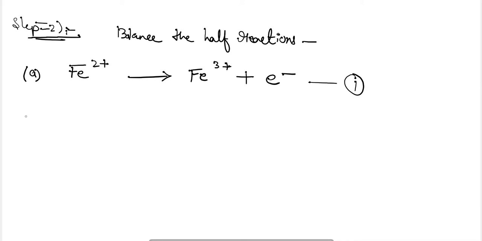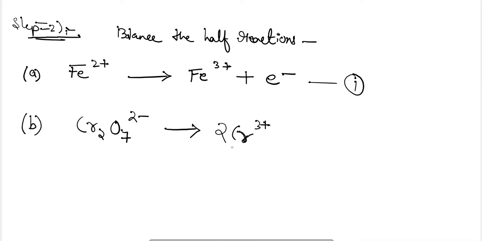Now after that, we have to balance the next, the reduction half reaction. So for that, Cr2O7 2 minus gives Cr3 plus. First we have to balance the atoms which are other than hydrogen and oxygen. The rule is that we balance the atoms other than oxygen and hydrogen first. So here chromium is there. Here two chromium is there, here only one chromium is there. So by multiplying by two here, we will balance the chromium first.